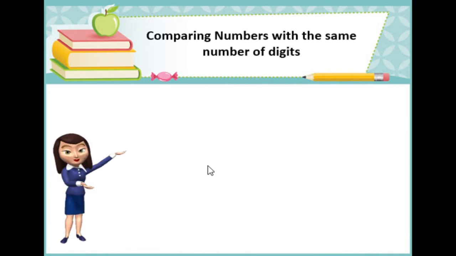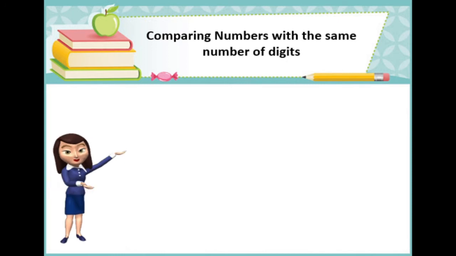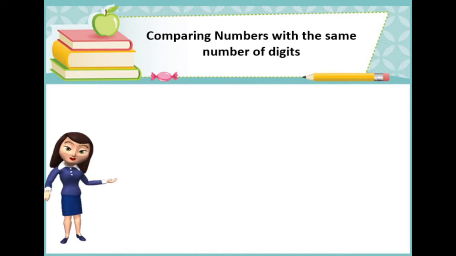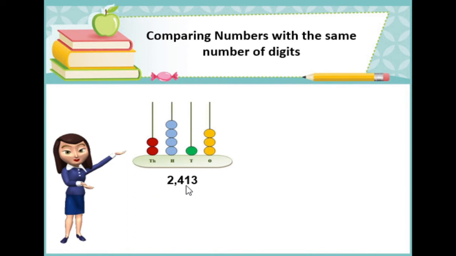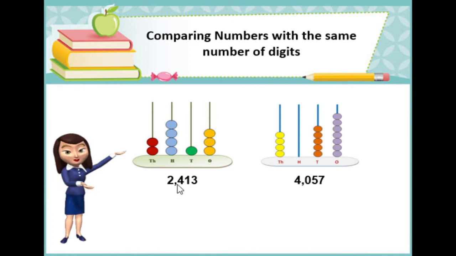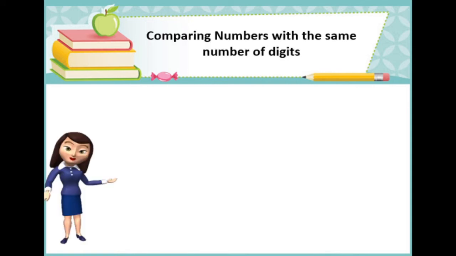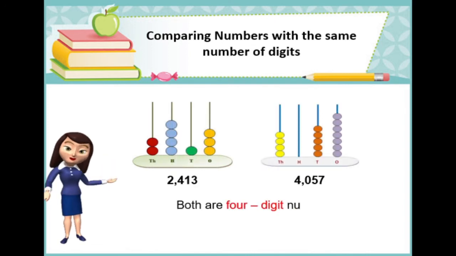Now, how about this? Let's compare numbers with the same number of digits. What does it mean? 2,413 and 4,057. Let's count how many digits are there in each number.